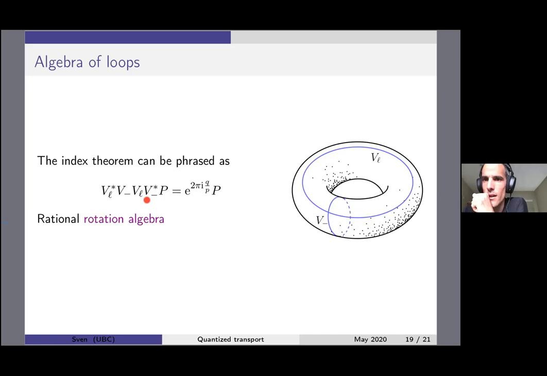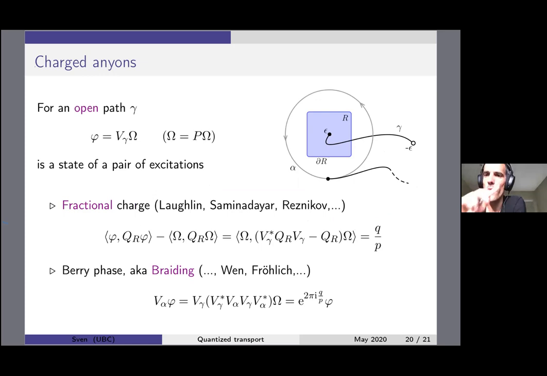of these four loop operators as acting on the ground state space, you can prove, and this is in fact the whole proof of the index theorem, that this is a phase. And this phase is exactly this Q over P, the value of the index. Some of you may recognize this as what's sometimes called the rational rotation algebra. On the ground state space, you have these non-trivial unitaries acting that have these commutation relations. So this is just a rephrasing of the index theorem that I presented before. And I will just finish now with this and go one step further.